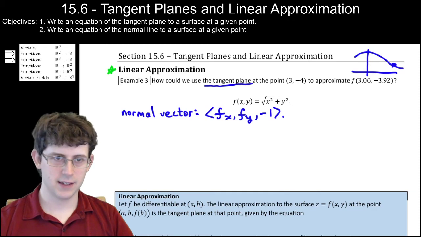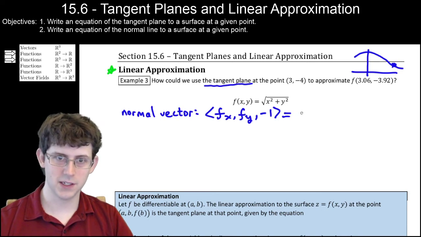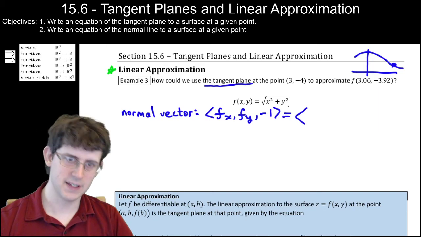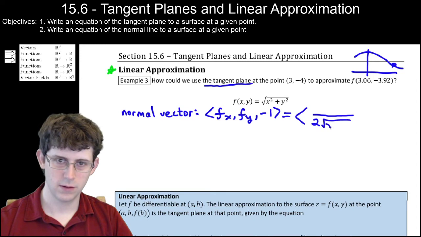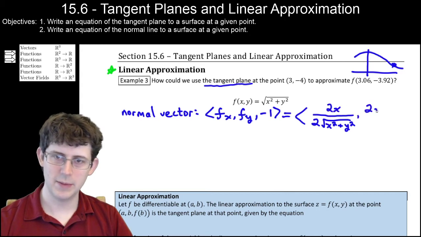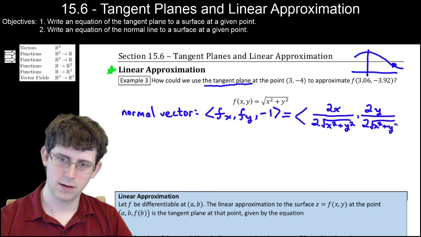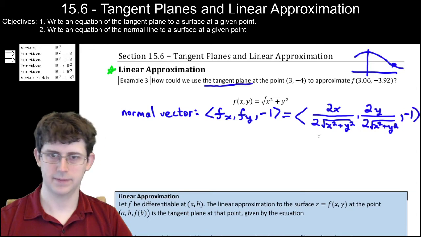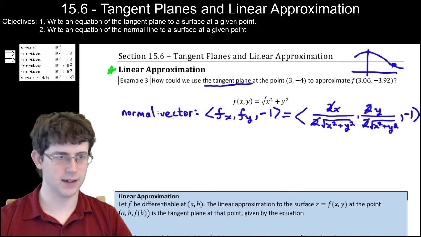We'll have to take some derivatives, but that's okay. The x partial derivative of this square root function is going to be 1/2 times this thing to the minus 1/2, times the derivative of the inside, which here is 2x. And then when we take the y partial derivative, we'll get the same thing. And then here's minus 1. These 2's cancel, so we get a relatively nice normal vector.